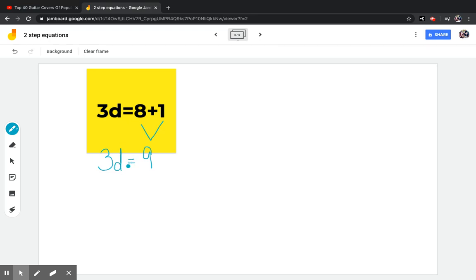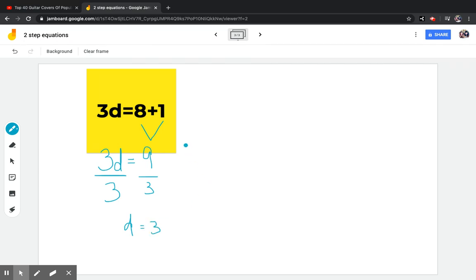Now it's just like the same one-step equation that we did last week. This is nice and easy. Divide by 3, 9 divided by 3. So I have d equals 3.